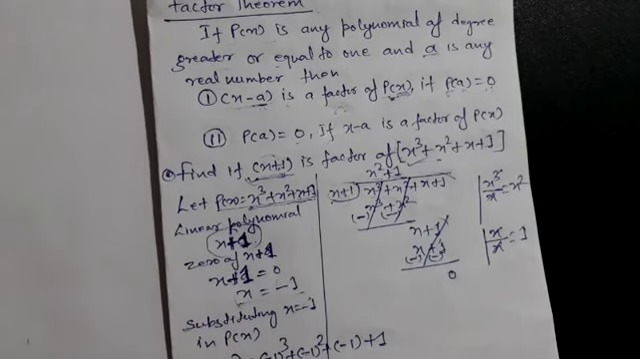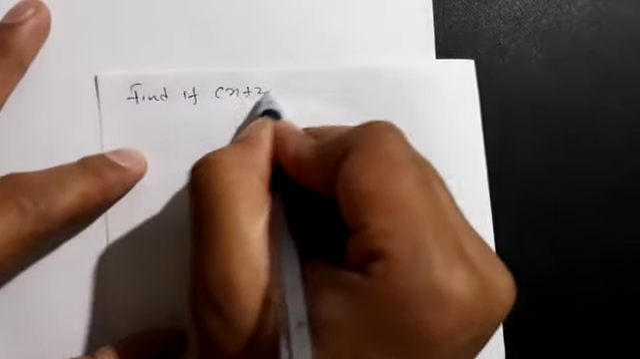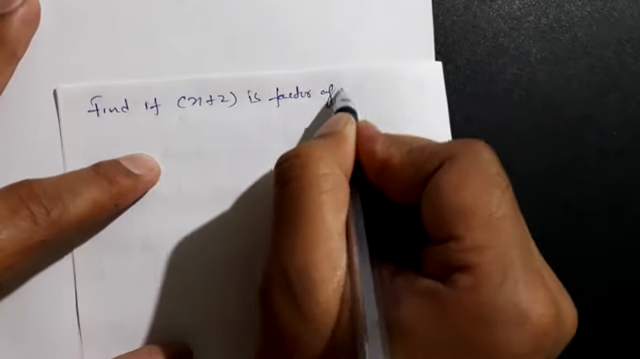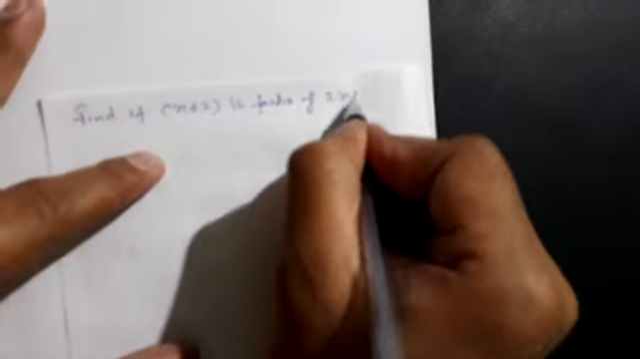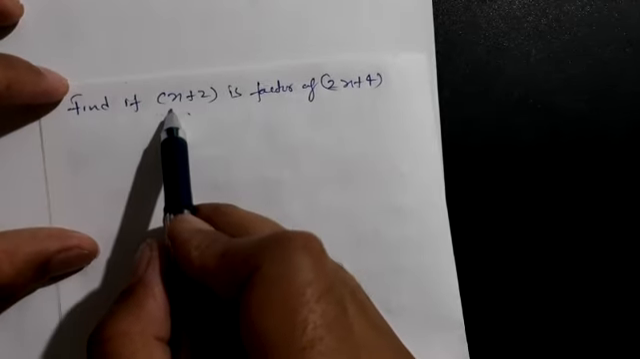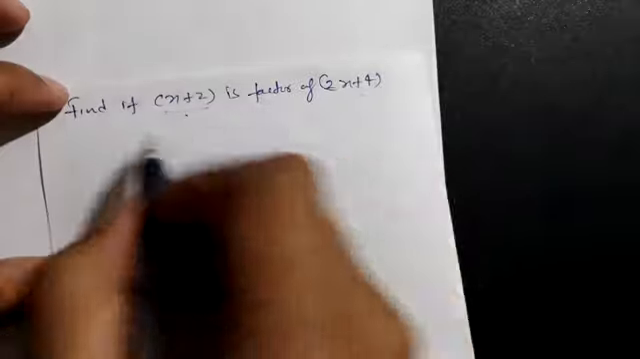So with the help of another example we will try to understand it. Here we have another example. We have to find if x plus 2 is a factor of 2x plus 4. An easy example I am taking. So we have to find whether x plus 2 is a factor of this polynomial. Getting this or not?